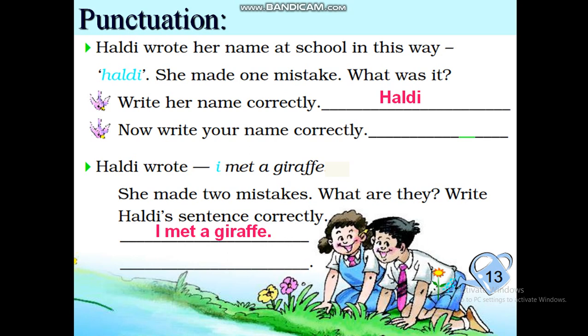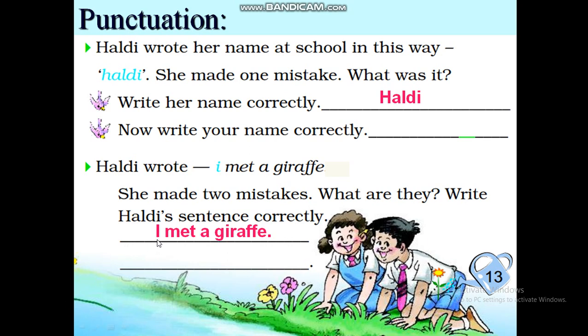Children, in the present exercise, first and foremost, I would like you all to remember two things. Every name begins with a capital letter. The second thing is that every sentence begins with a capital letter and ends with a full stop or a period. A full stop is also known as a period. And one more thing we should notice: when you write I, representing yourself, it will be written as a capital I.